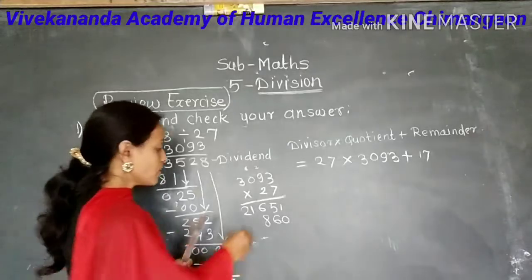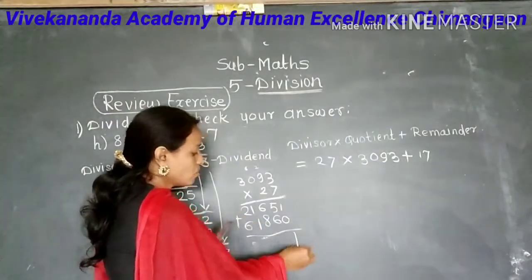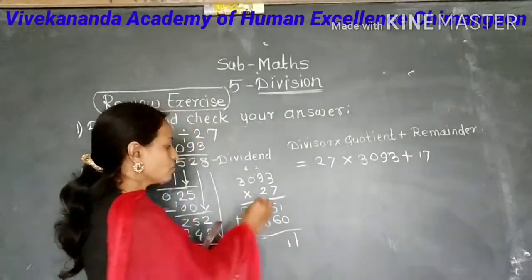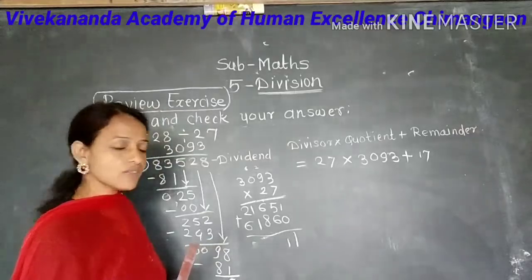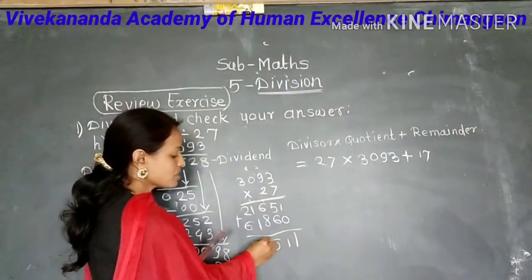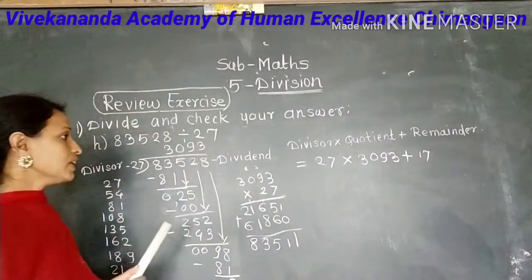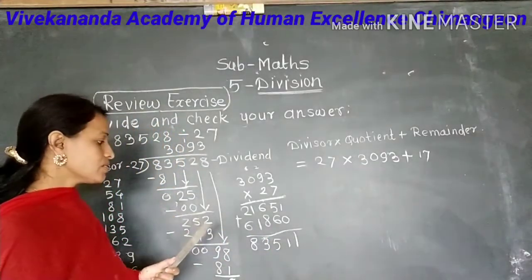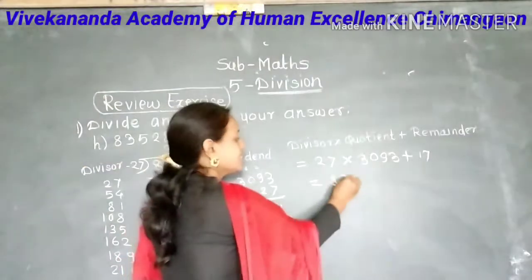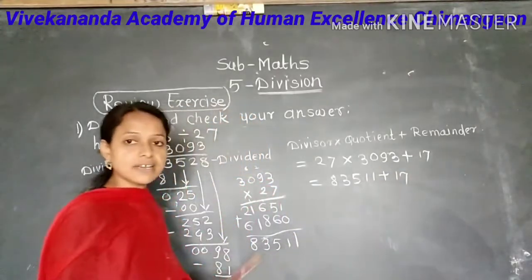2 zeros are 0 plus 1, 1. And 2 3s are 6. 1 plus 0, 1. 5 plus 6, 11. 1 carry over 1. 8 plus 6, 14. 14 plus 1, 15. 5 carry over 1. 1 plus 1 plus 1, 3. 6 plus 2, 8. In this way we get the product 83,511. Now we will add the remainder 17.